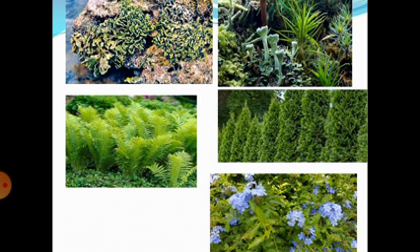I hope you'll be able to identify the five groups of plants we discussed from these diagrams. We have algae, liverworts and mosses, ferns, conifers, and flowering plants.